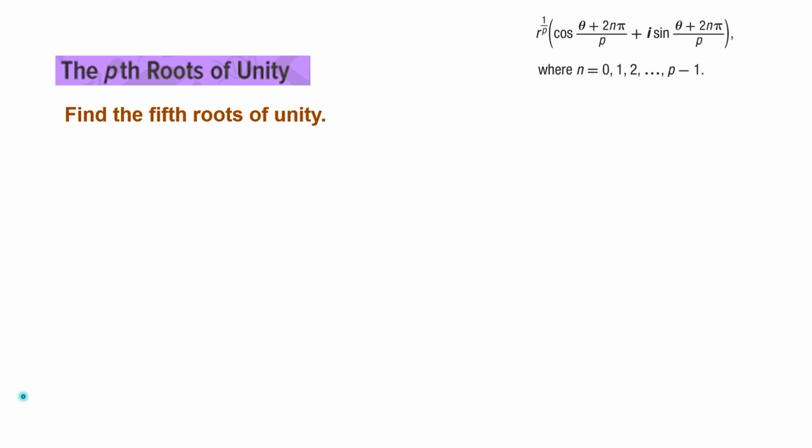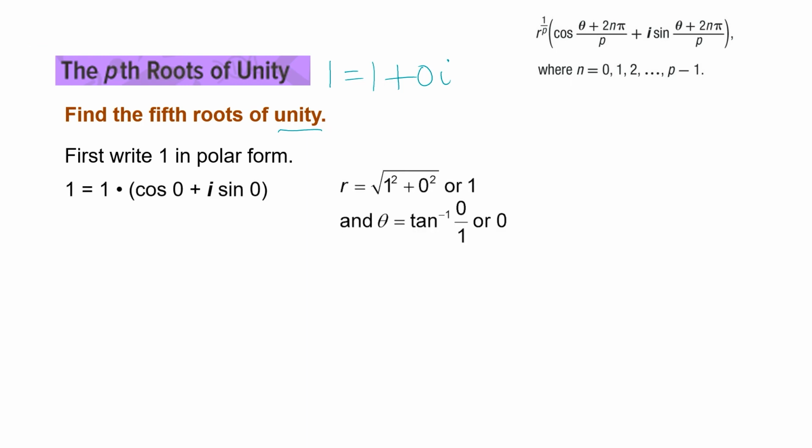Let us now find the pth roots of unity. For example, we want to find the fifth roots of unity. Here, unity stands for the number 1, which we can write as 1 plus 0i. We write 1 in the polar form. So r is the square root of a square plus b square. Here a is 1 and b is 0. And theta is tan inverse of b by a, which is 0 by 1, which is again 0. So the polar form of 1 is 1 times (cos 0 plus i sin 0).